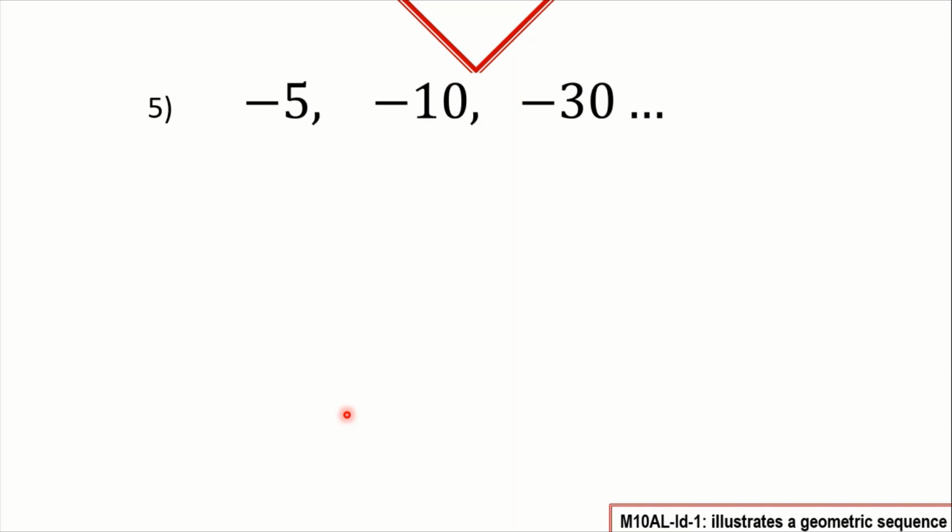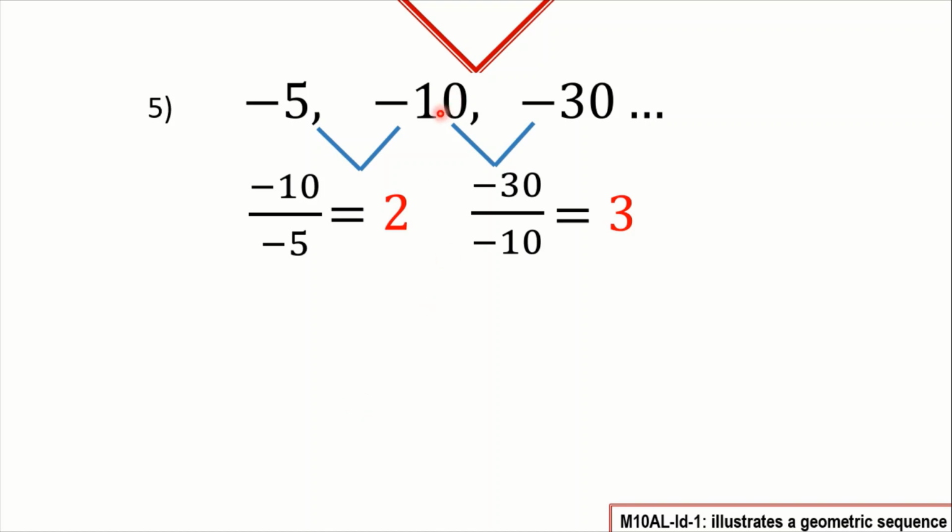Let's have example number 5. -5, -10, -30. Again, we have second term divided by the first term. So, -10 divided by -5 is +2. Then, third term divided by the second term. So, we have -30 divided by -10 is +3. So, magkaiba na ng ratio yung mga terms. Then, this is not a geometric sequence.